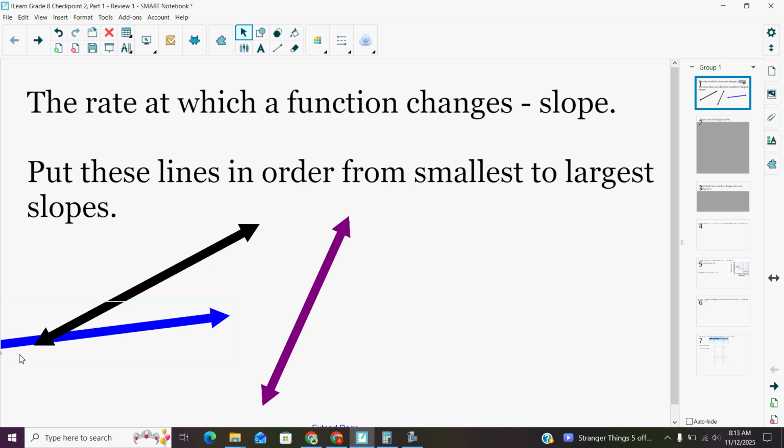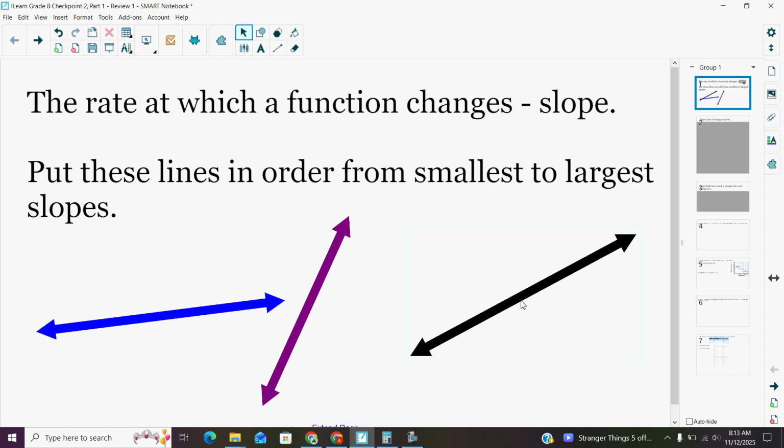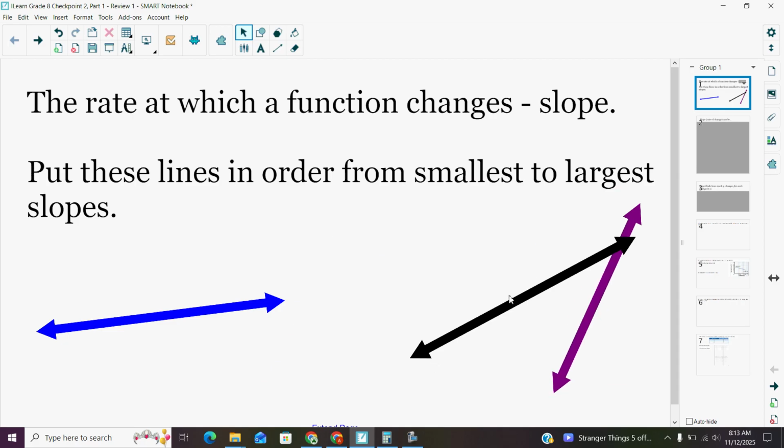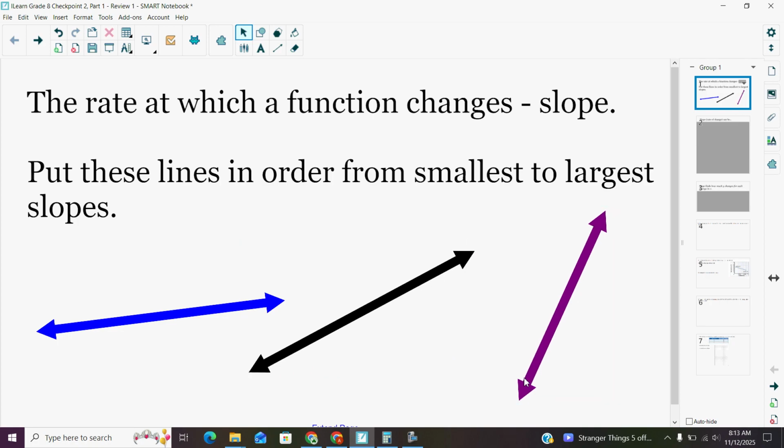So this blue line is pretty clearly growing the slowest as I read it from left to right. And then this black line is steeper. That would be the one with the second slope, and the one with the largest slope as I go from left to right, this is the steepest line. This function is changing the most. So the rate at which a function changes, this one is growing a little bit, this one's growing a little more, this one's growing significantly more. So the slope, what we're looking at, we want to start understanding that slope is a rate of change.